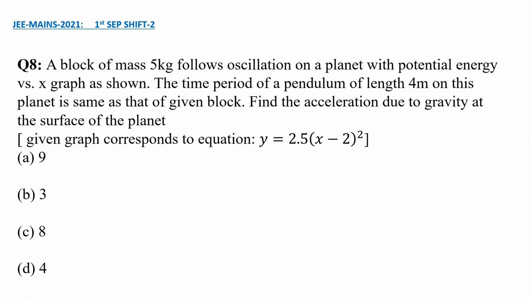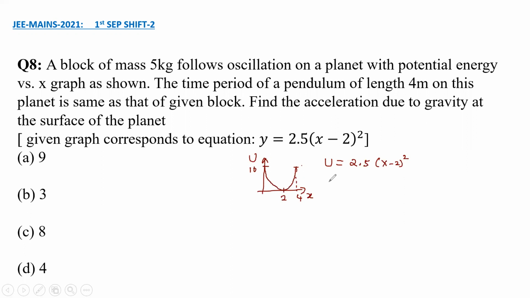Here there is a block of mass 5 kg which is performing an oscillation, and the graph given for its potential energy is like y equal to 2.5 into (x minus 2) whole square. In the exam, a graph is given; I am giving you the equation corresponding to that. Now we know that if the potential energy versus x graph is given like this, where it is told to us that at x equal to 0 and 4 the potential energy is 10, and it is 0 at x equal to 2, the potential energy U is equal to 2.5 into (x minus 2) whole square.